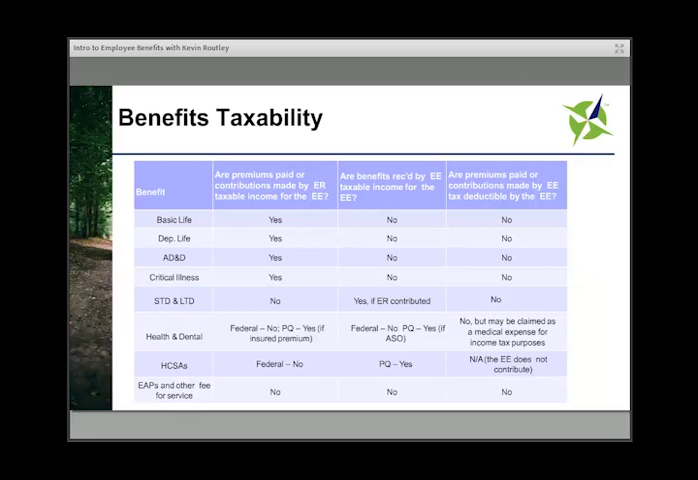Outside of that, I think that we've touched on most of the items within that. If there's any questions that you may have, you can make a chat within the program here.